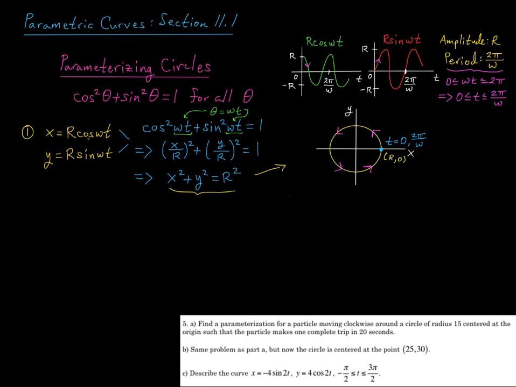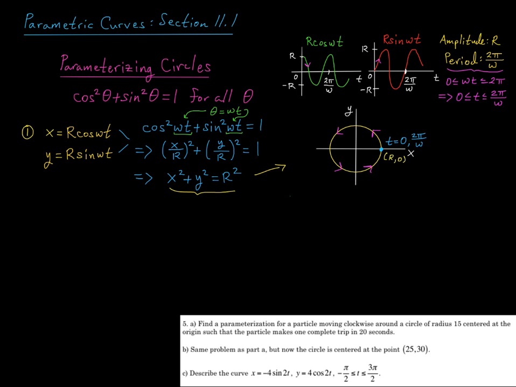All right, so these parametric equations in sum total are parameterizing this circle of radius r centered at the origin. And when t is 0, we're located at the point (r, 0), and we move in a counterclockwise fashion, and we complete one full trip in 2 pi over omega units.